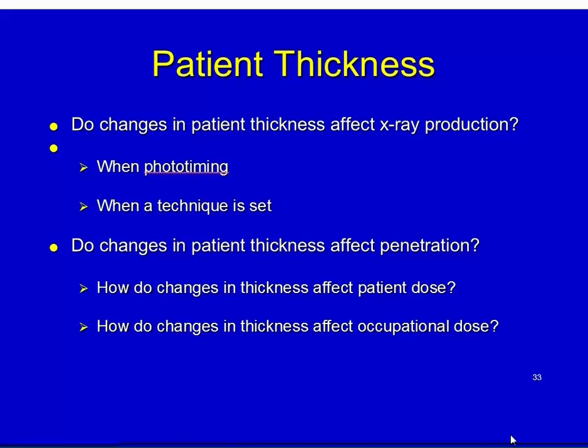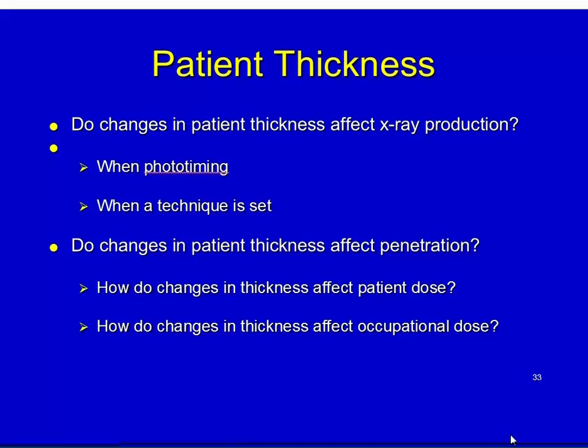So how do changes in patient thickness affect penetration? How do changes in thickness affect patient dose? Well, we just talked about that. When you go from an asthenic patient to a hypersthenic patient, what's going to happen to your mAs? mAs is going to increase. Whenever you're phototiming, the phototimer takes care of it, but mAs increases. What's the main thing that drives patient dose? It's mAs. So what happens whenever we have a change from an asthenic patient to a hypersthenic patient? What's going to happen to the patient dose? The hypersthenic patient is going to receive more of a dose.